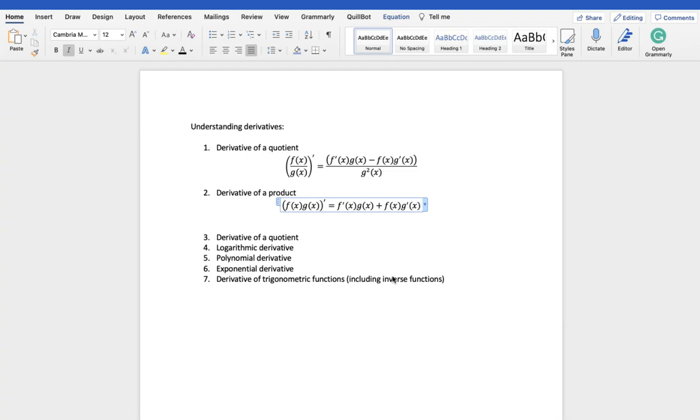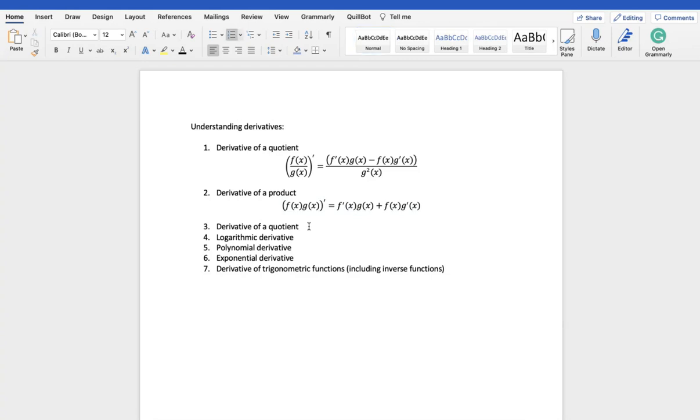Once again, this applies to any functions f of x and g of x that are multiplied. If you have any product of two functions and you're trying to find the derivative of that product, you can use this general product rule.